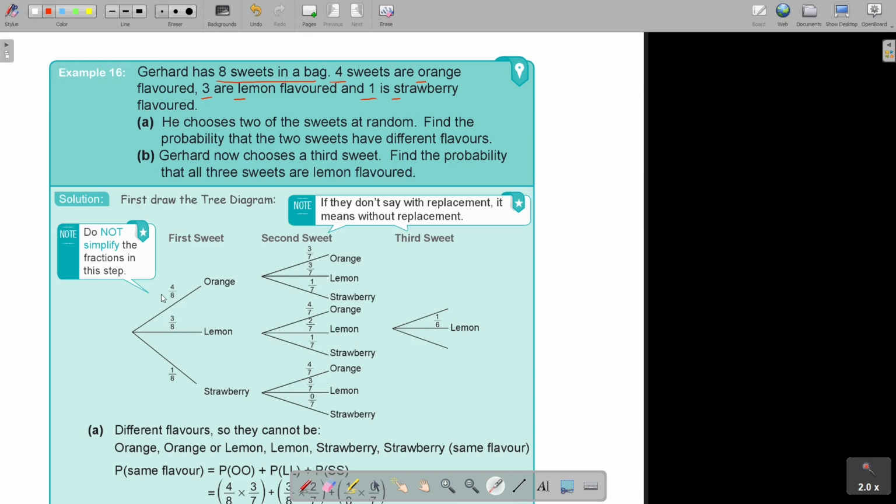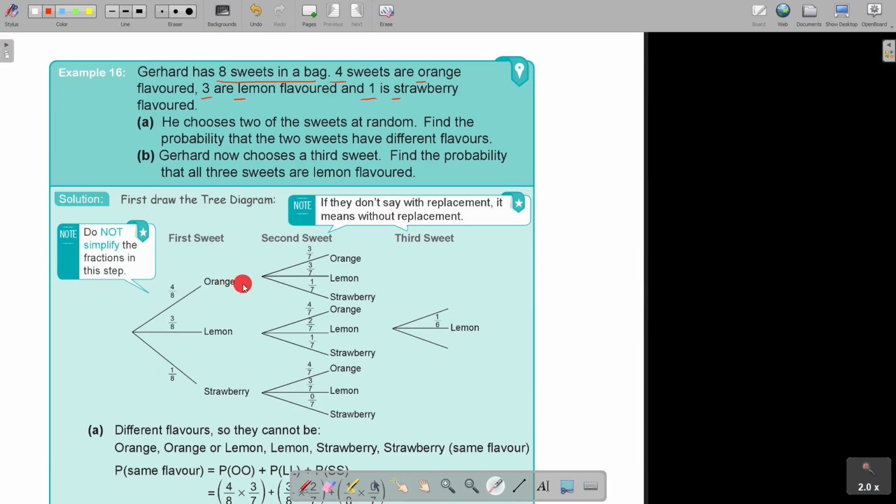Now, for the second, because he ate 1, there's not 8 sweets anymore. There's just 7. So for this branch, we assume it was an orange. So there's now not 4 oranges anymore. There's only 3. But the rest is the same: 3 and 1. Because at the end, that 3 plus 3 plus 1 is 7, so it must add to 7 over 7. Just like if you say 4 plus 3 plus 1, you must get 8 over 8.